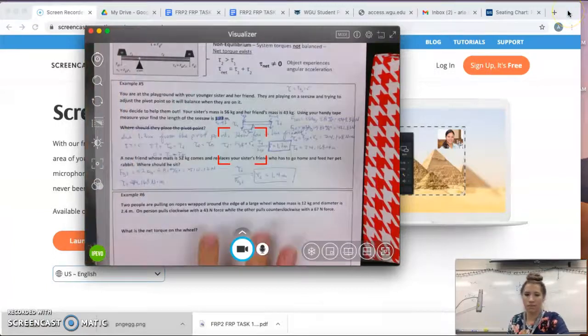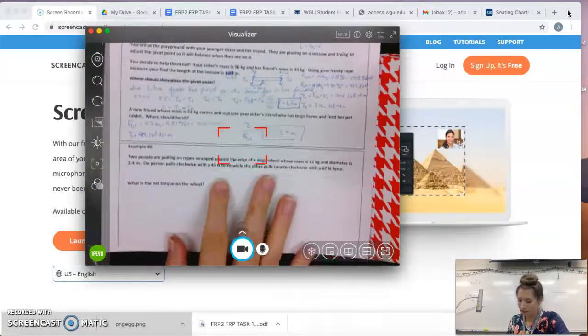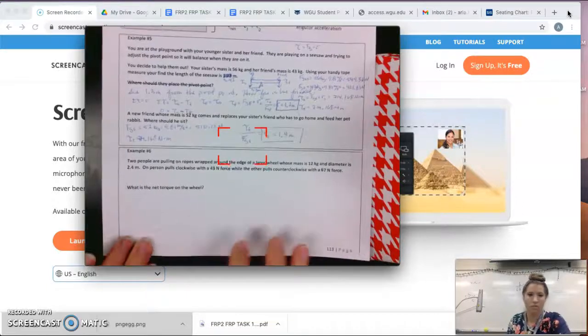Okay, so we're right at the end of our time. So when we get back, we'll do example number 6, and then we'll move on to the assignment.